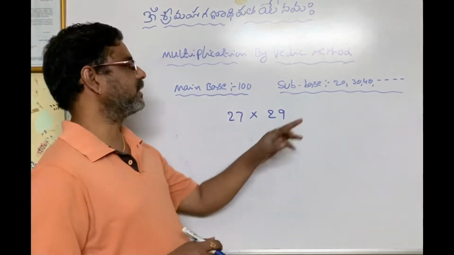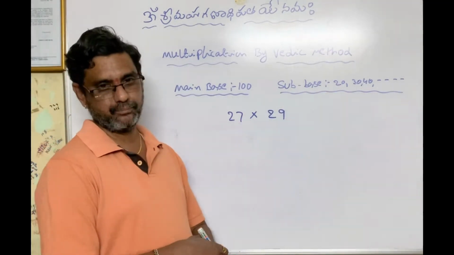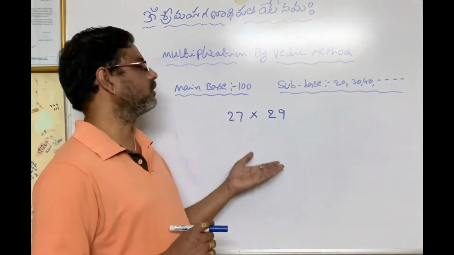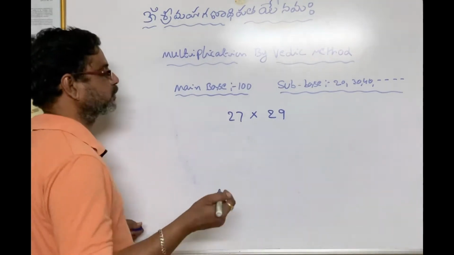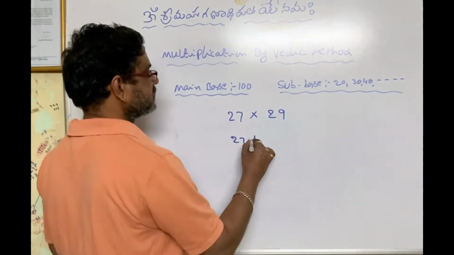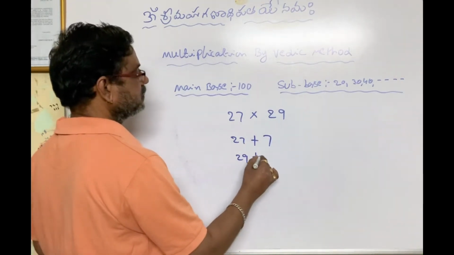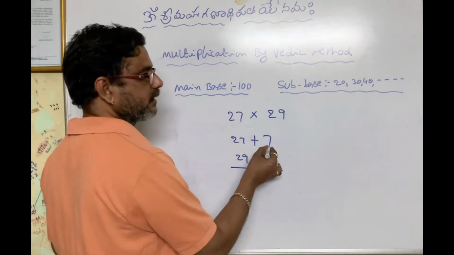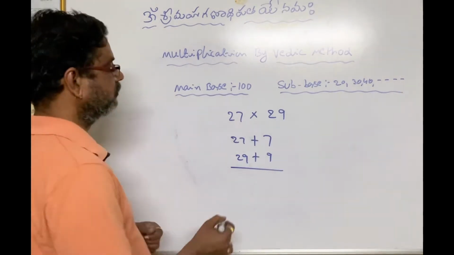First, I am taking sub base 20. I took two numbers which are near to 20, and the main base I am taking as 100. So how do we multiply these two numbers? As usual, 27 is 7 more than 20, and 29 is 9 more than 20.